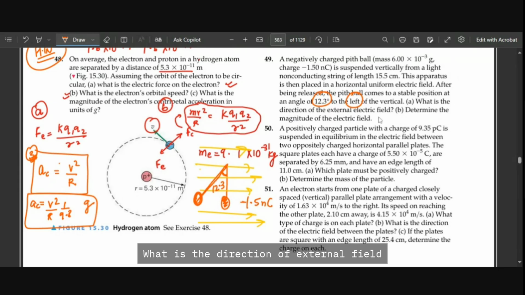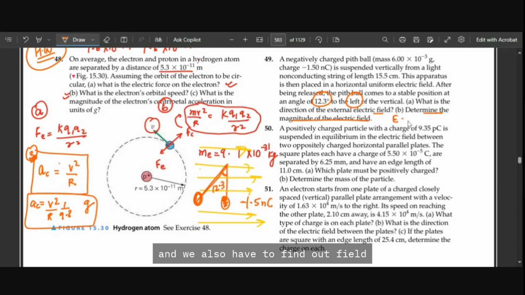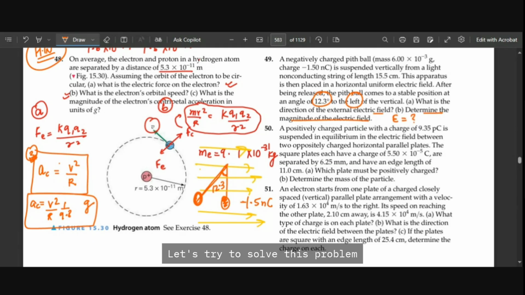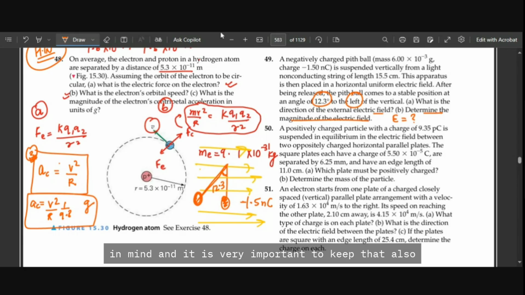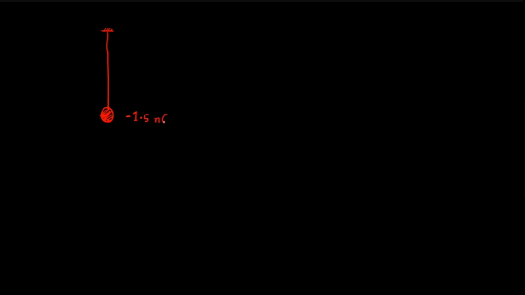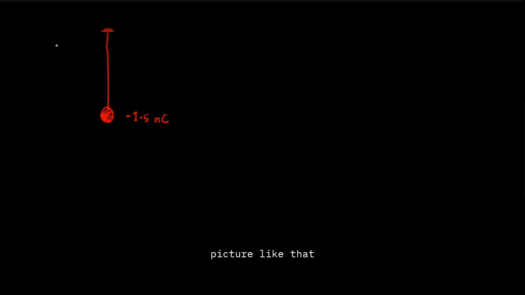What is the direction of the external field? This is what we have to understand. Determine the magnitude of the electric field, and we also have to find the field direction. Now, how to do such questions? That is a very important and critical part. Let's try to solve this problem. It's important to keep the data in mind. The question says there was a pith ball which was just hanging like that. This pith ball has a charge of negative 1.5 nanocoulombs. And what happens here is that a strange electric field came into the picture.